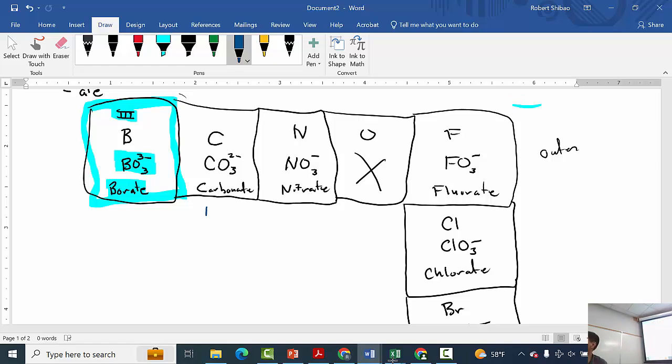What Roman numeral group? It's in group 14, but I like to use the Roman numeral. It's in group 4. Just IVA. What element is that below carbon? Silicon. And so what we want to do is figure out what silicate is.